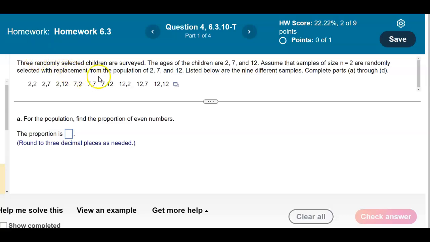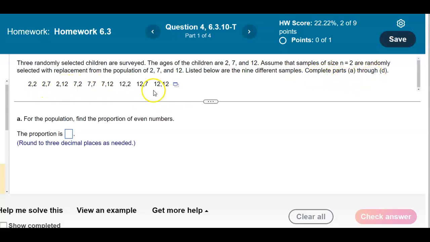3 randomly selected children are surveyed. The ages of the children are 2, 7, and 12. Assume that samples of size n equals 2 are randomly selected with replacement from the population of 2, 7, and 12. Listed below are the 9 different samples. We're going to complete parts A through D.